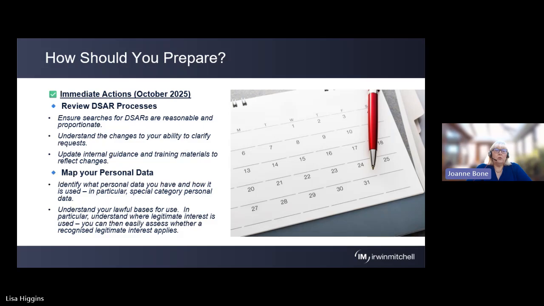is mapping your personal data. I think it's always useful to make sure that any record of processing activities or ROPA or any map of your personal data is up to date generally, but certainly because there are going to be changes in relation to things like special category data, in terms of what controls you have around special category data that you might need to extend to these new categories of special category data. Also understand your lawful basis.